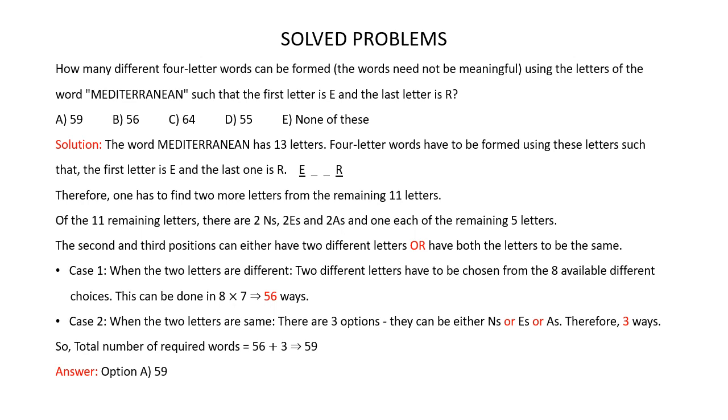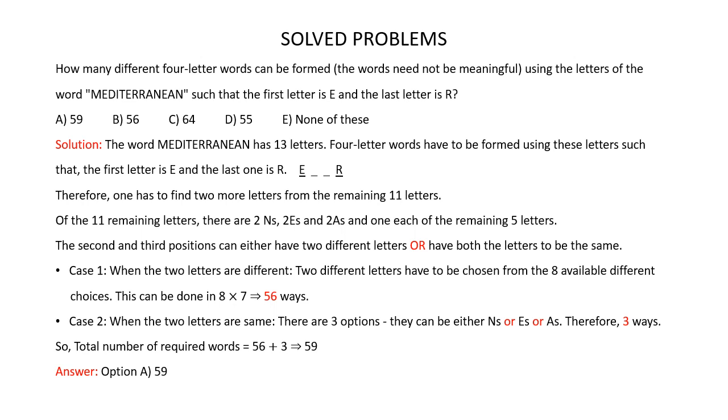Now here 2 different letters have to be chosen from the 8 available different choices, that is the 5 different letters and N, E and A, making a total of 8 letters. So for the second position, there are 8 letters to choose from. So there are 8 ways of filling the second position.